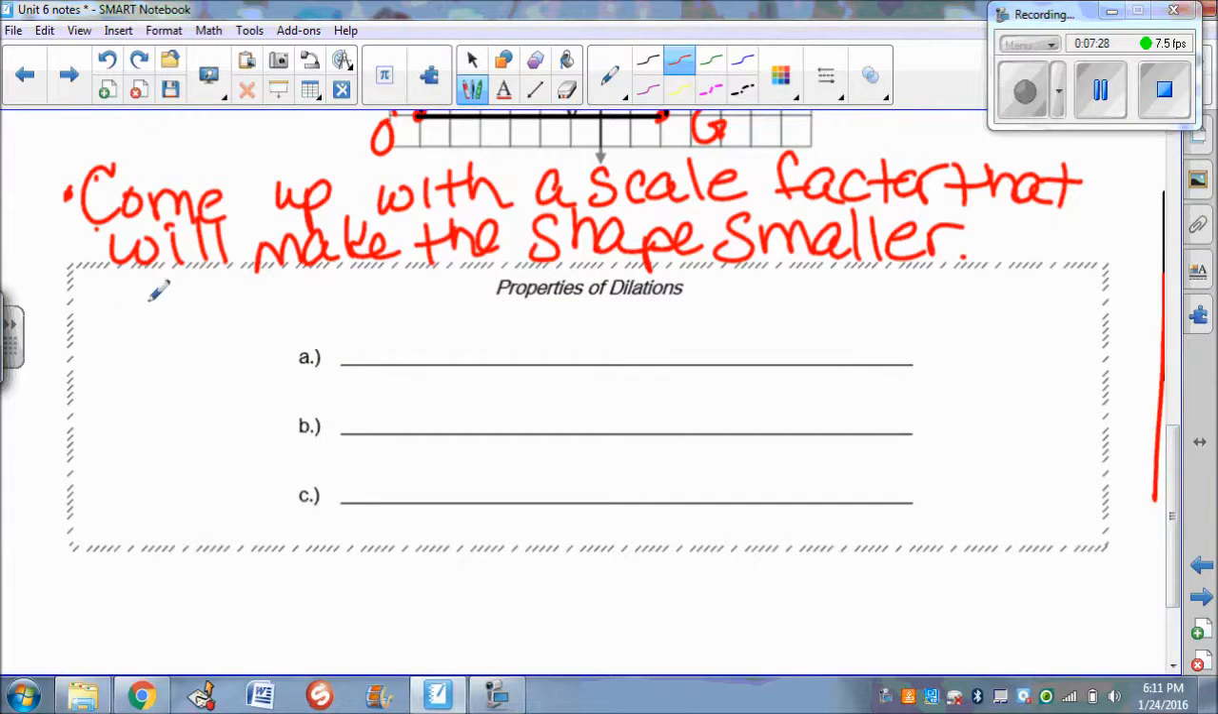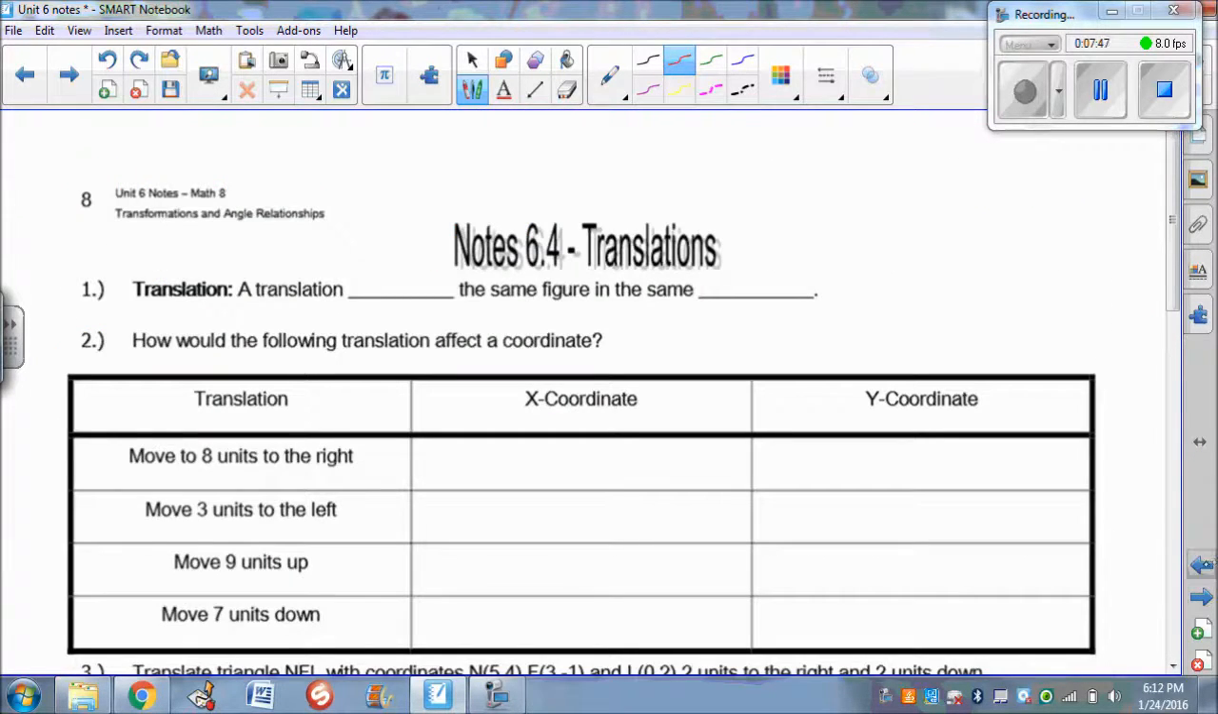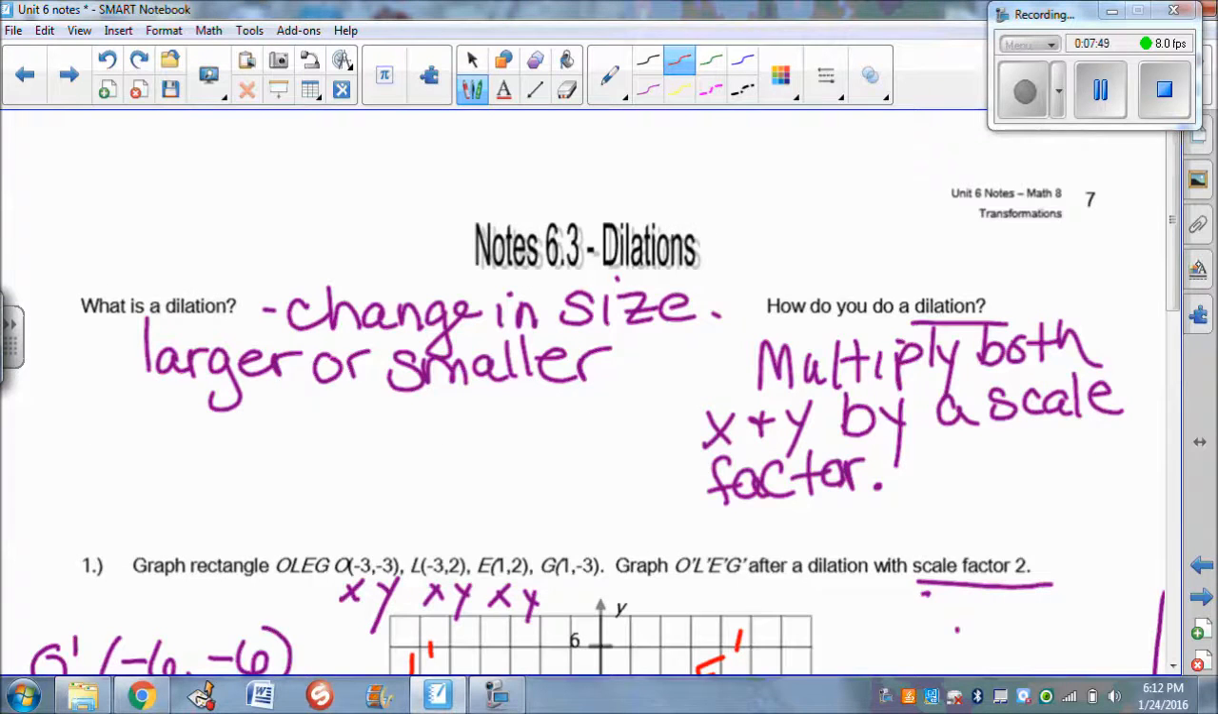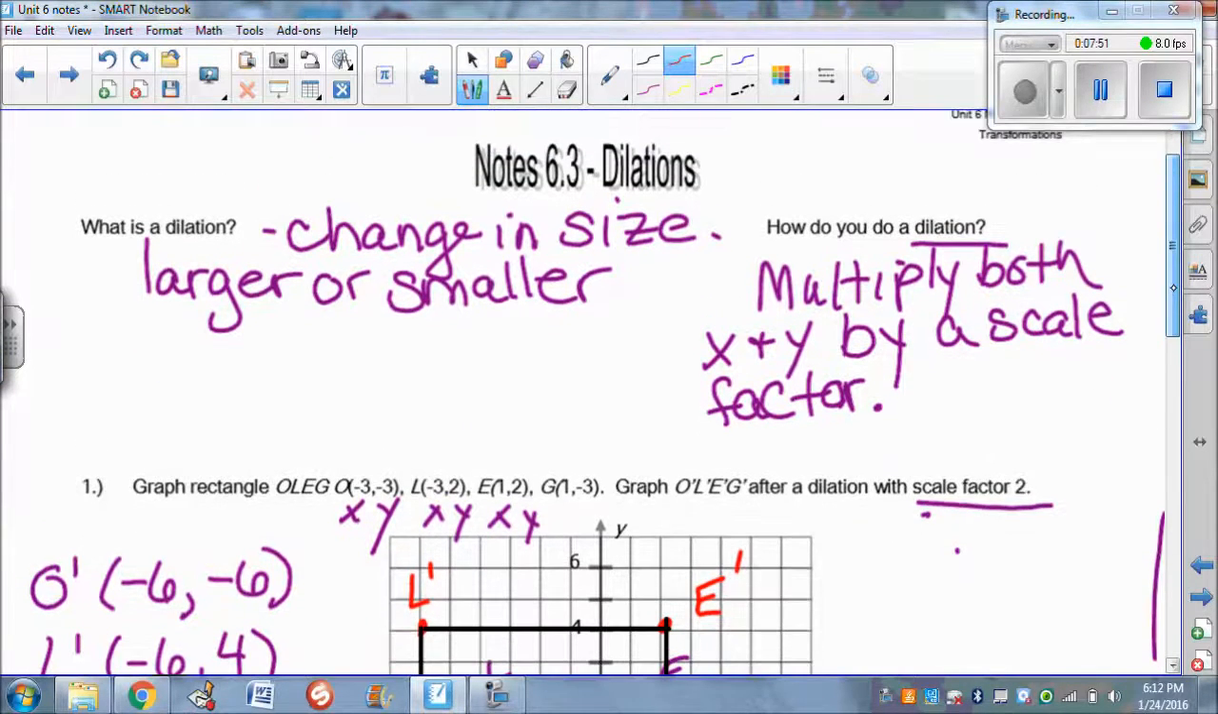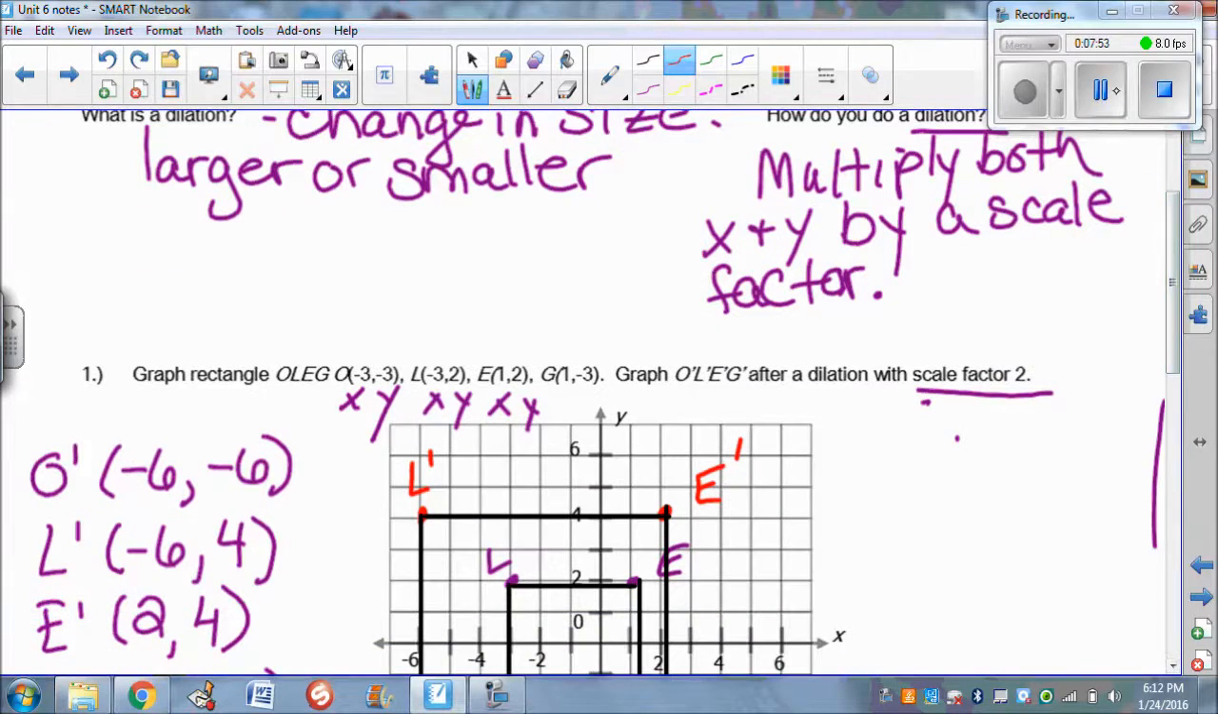The second thing you're going to do is look up the properties of dilations. Google those, and list out 3 of them. That's it for the notes for tonight. We're going to come into class and practice dilations. Nice job.